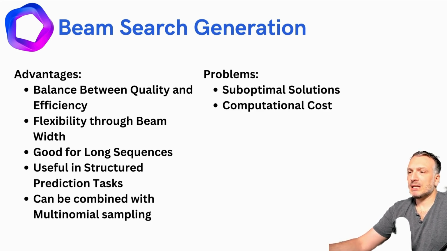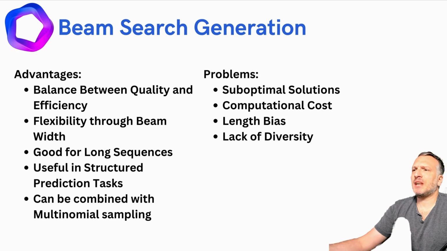Beam search has a known bias towards shorter sequences. This is because shorter sequences tend to have higher cumulative probabilities, and the algorithm may favor them over longer, more appropriate sequences. It has a lack of diversity. The top sequences in beam search often differ only slightly from each other, leading to a lack of diversity in the generated text. This is particularly problematic in applications like dialogue generation, where we prefer varied responses.